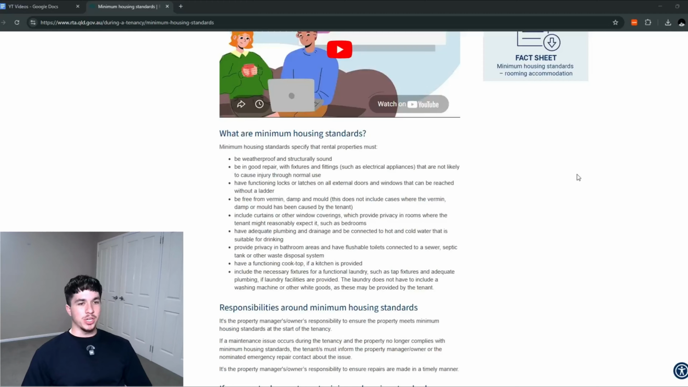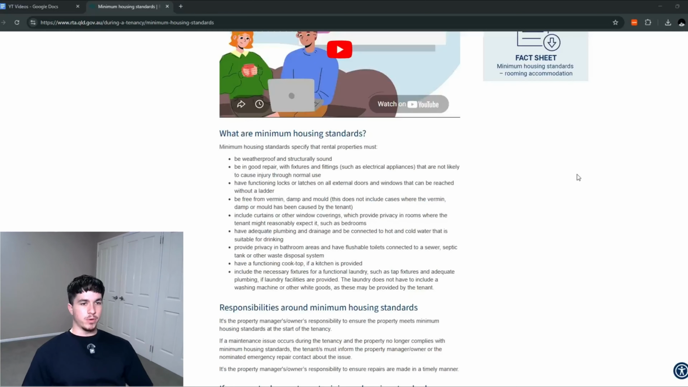They need to have functioning locks or latches on all external doors and windows that can be reached without a ladder. That does mean, yes, if you have a double-story house and one of the windows upstairs does not have a lock, that is fine. But any doors and windows that can be reached without a ladder, which means even your screen door, even your front wooden door, they need to have functioning locks.